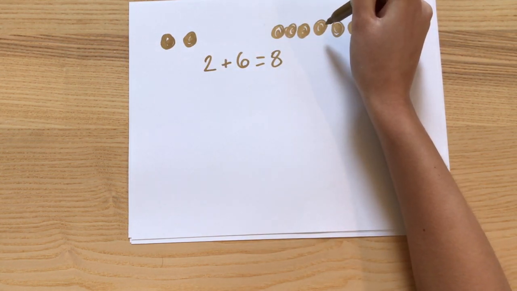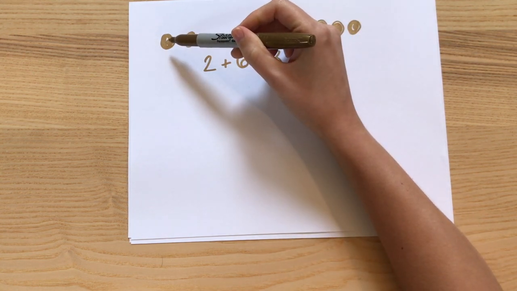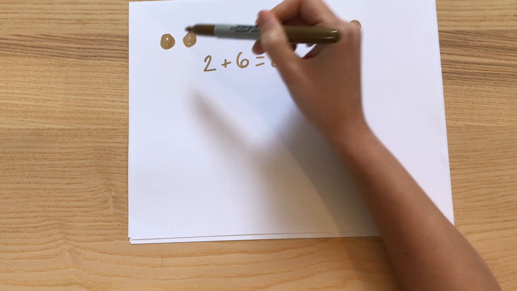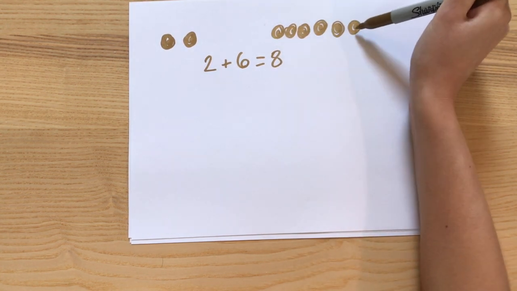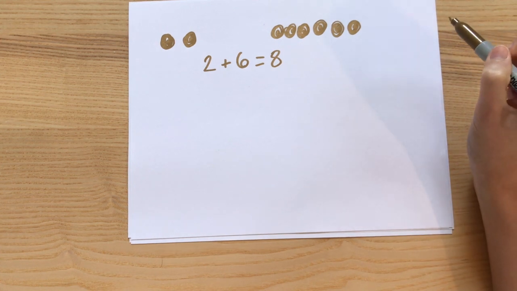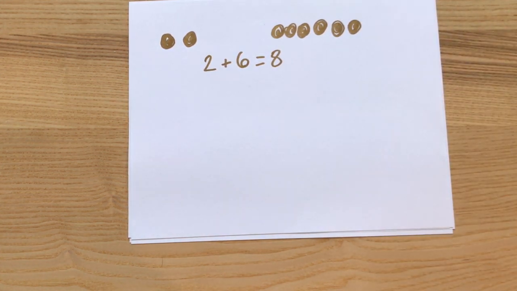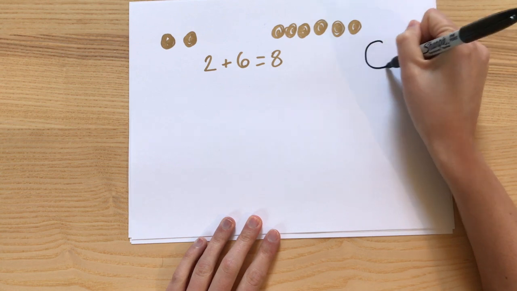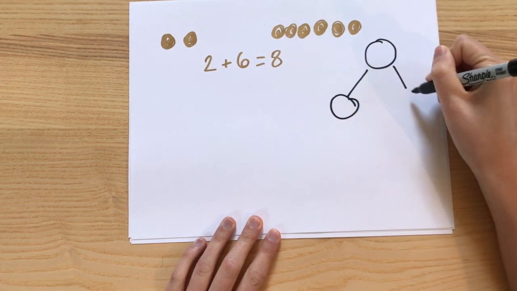Remember, we always double check. One way you can do that is by counting the shapes or chocolates you've already drawn. 1, 2, 3, 4, 5, 6, 7, 8. What would the number bond look like for this? You can take out your number bond template, and with your dry erase marker, you can either draw the shapes or the numbers into your number bond.